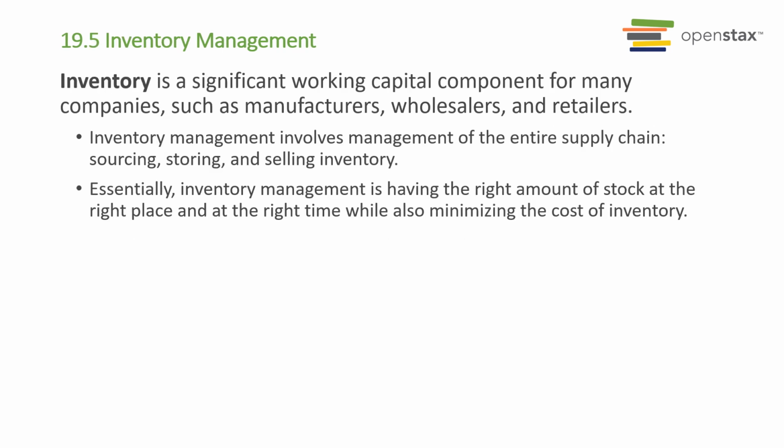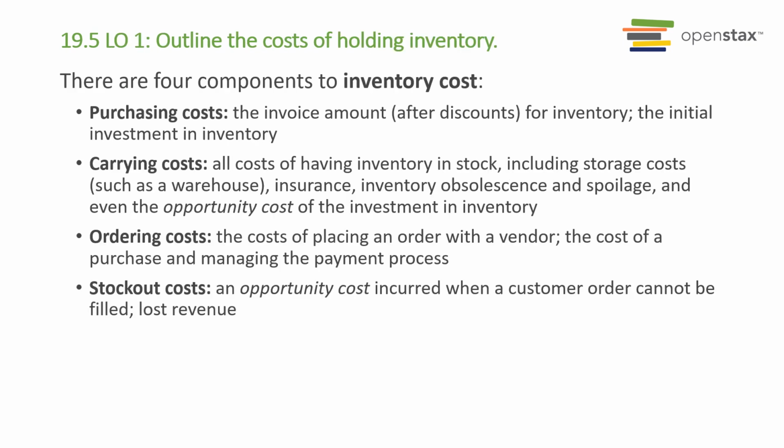Inventory is a significant working capital component for many companies, such as manufacturers, wholesalers, and retailers. Inventory management involves management of the entire supply chain: sourcing, storing, and selling inventory. Essentially, inventory management is having the right amount of stock at the right place and at the right time while also minimizing the cost of inventory. There are four components to inventory cost. Purchasing costs are the invoice amount after discounts for inventory. It's the initial investment in inventory.